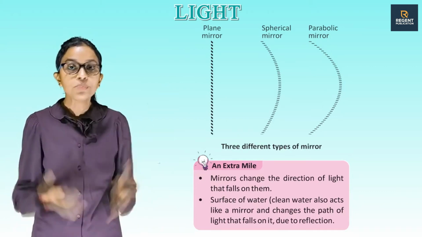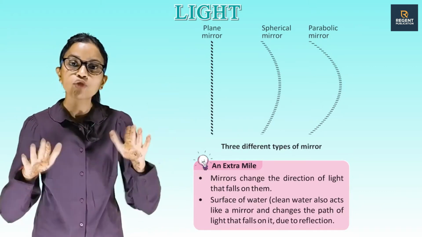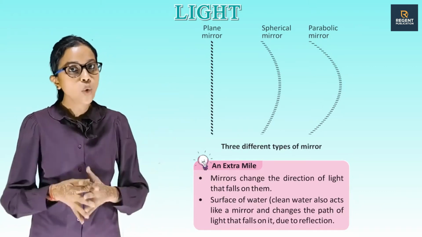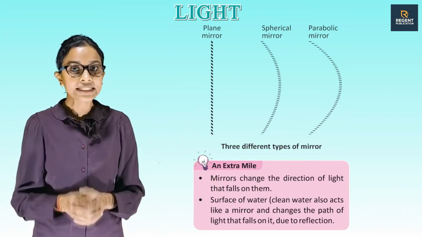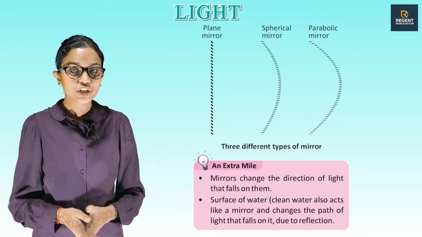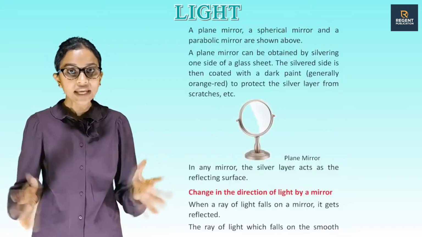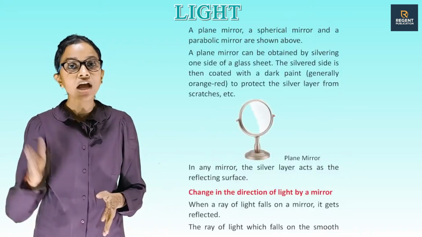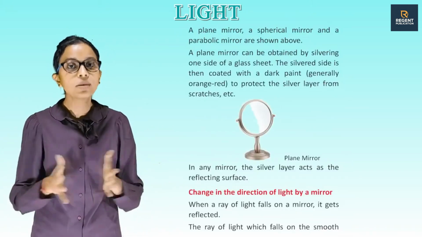An extra mile. Mirrors change the direction of light that falls on them. Surface of water. Clean water also acts like a mirror and changes the path of light that falls on it due to reflection. A plane mirror, a spherical mirror, and a parabolic mirror are shown above.